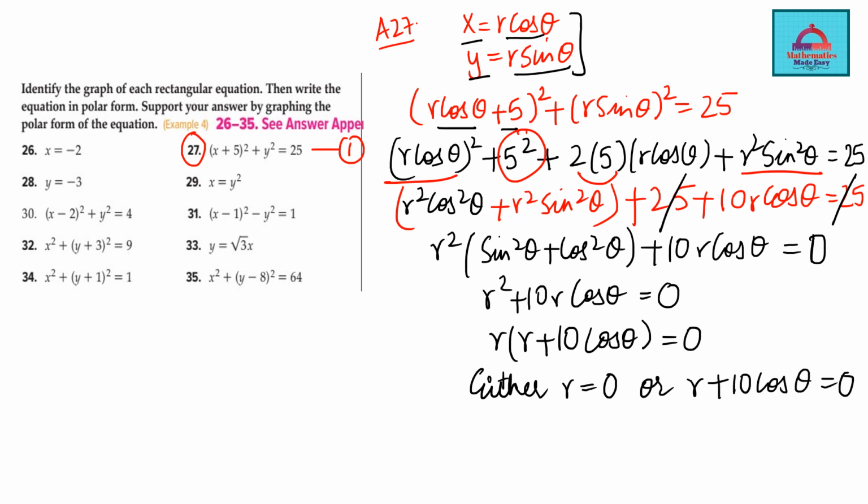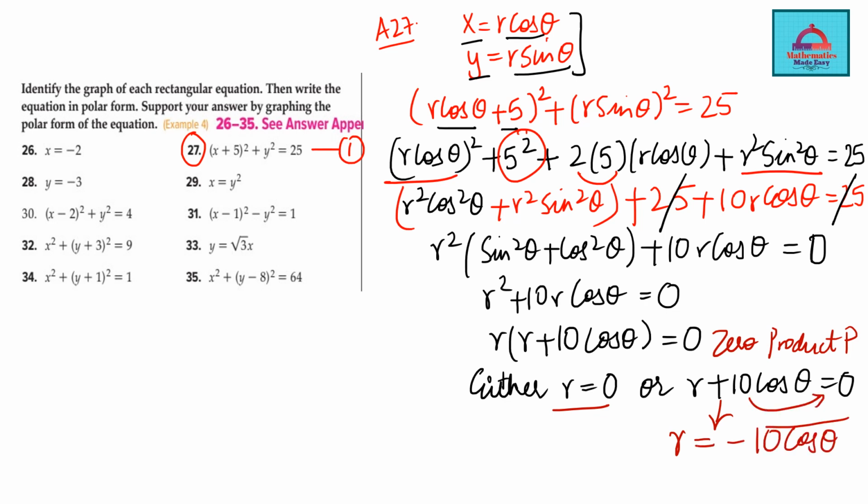So I have used here the zero product property. If r is 0, the equation is 0. It's a point, so it's neglected. So the correct equation is this one. So now I write r equal to, I take this on the other side, minus 10 cos theta. So this is going to be the correct answer.